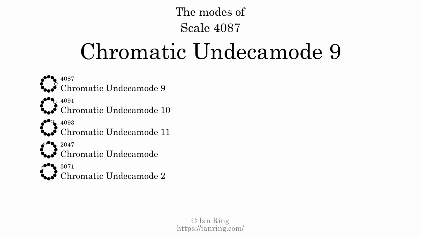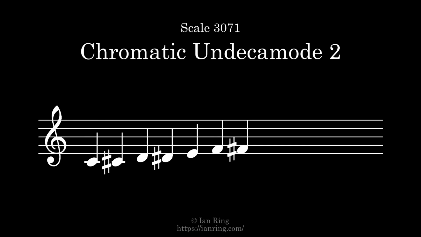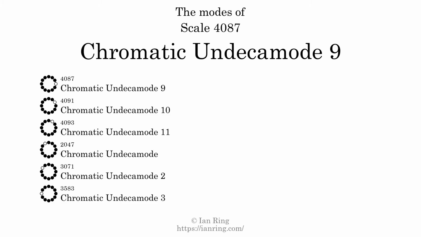The fifth mode is scale 3071, also known as chromatic undecamode 2. It sounds like this. The sixth mode is scale 3583, also known as chromatic undecamode 3. It sounds like this.